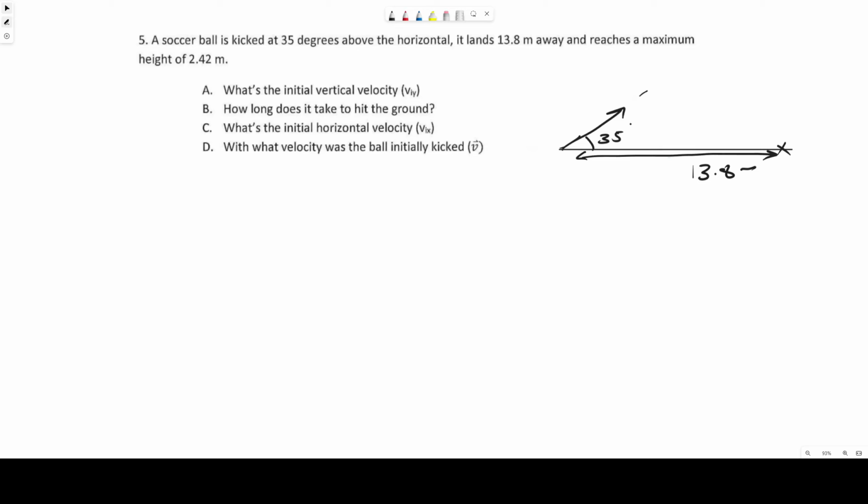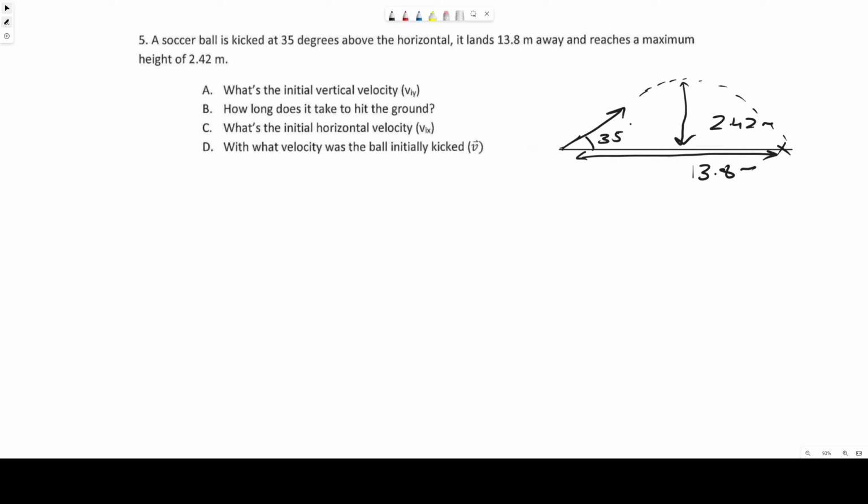And it reached a maximum height. If I were to draw a dotted line parabola, it reached a maximum height of 2.42 meters. Yeah, this is a pretty weak kick, but it is what it is. So the first question asks, what is the initial vertical velocity?